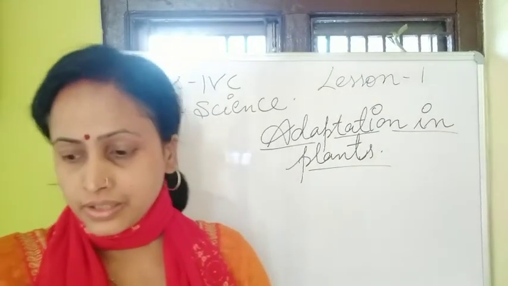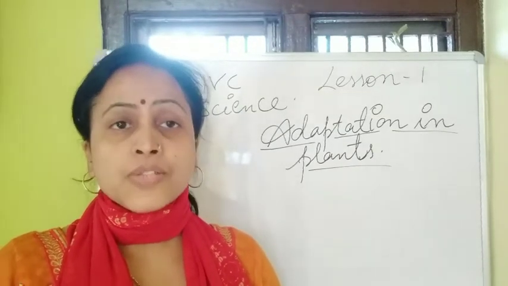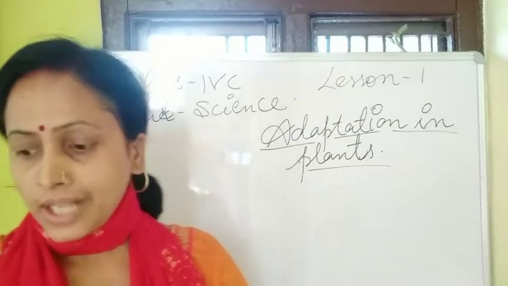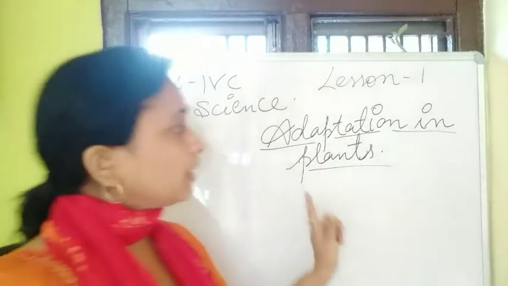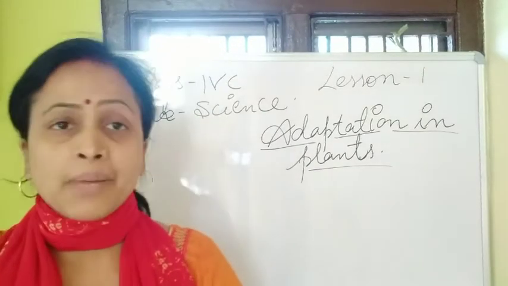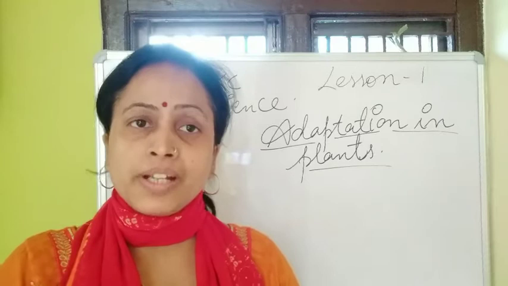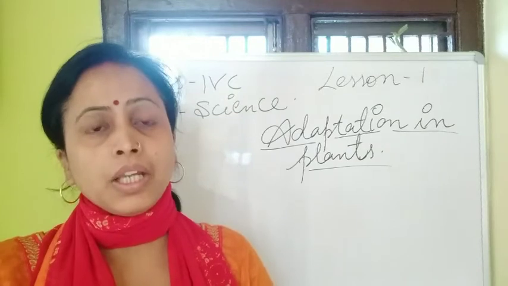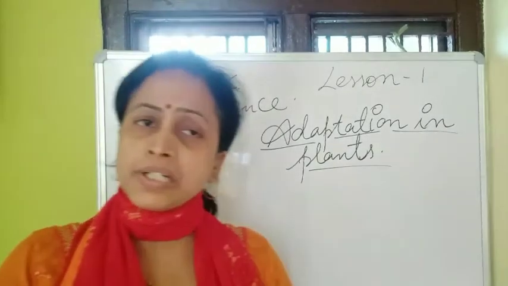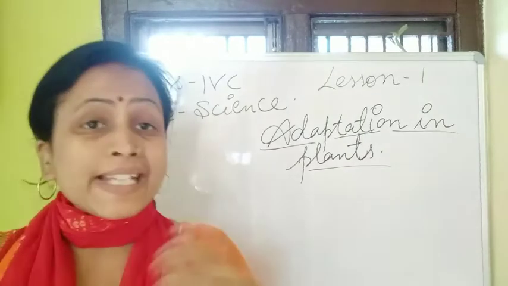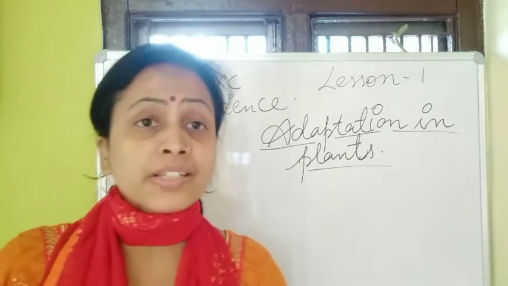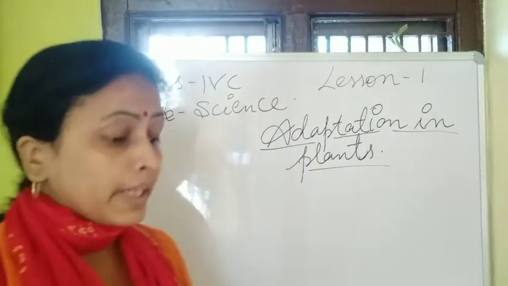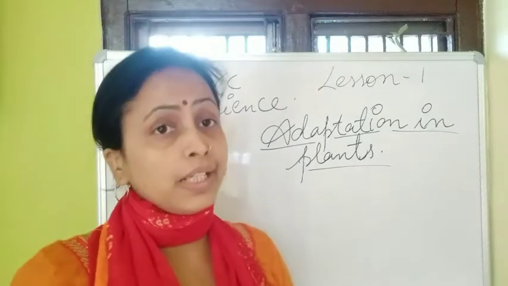Today we will start science for class 4 students. We will learn the first chapter of this subject, and the name of the chapter is Adaptation in Plants. What do you mean by adaptation? To adapt themselves in critical situations, to survive. Adapt means to adjust to survive, isn't it? So here we will learn this adaptation in plants.